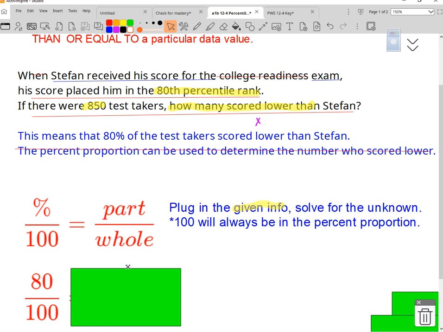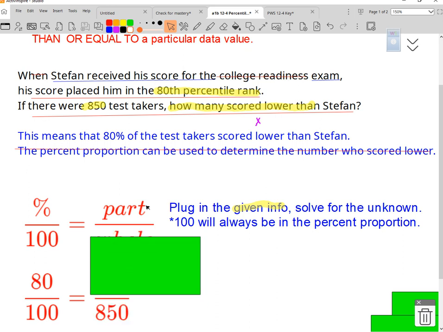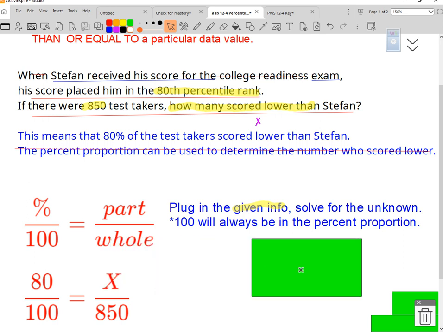So what do you think is the part, and what do you think is the whole here? The whole is 850. Yeah, so there's 850 total test takers. So that is going to be on the bottom as the whole. And what we don't know is the part that scored lower than him, and that's where our variable goes.